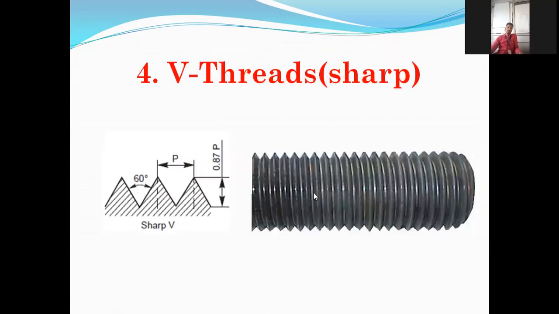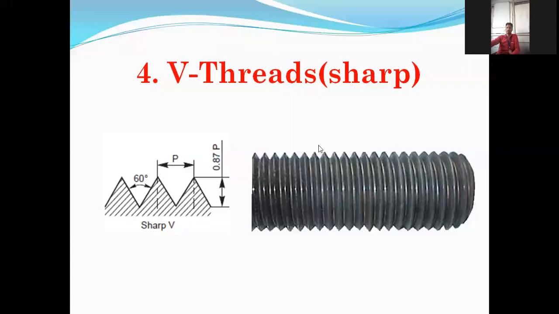Further, V thread. What is another name of V thread? Sharp and metric. Either we can call it sharp or metric. Where is it used? Application of V threads: nut and bolt. Commonly used threads. This is the type of thread which is very common in nuts and bolts. All types of nuts and bolts have this type of thread. Further, the angle is 60 degree, and famously it is called a metric thread, that we have to see.